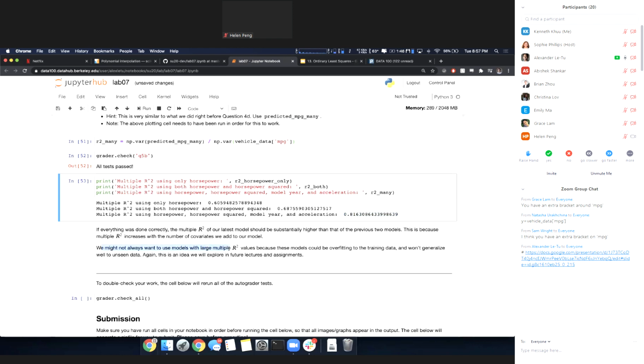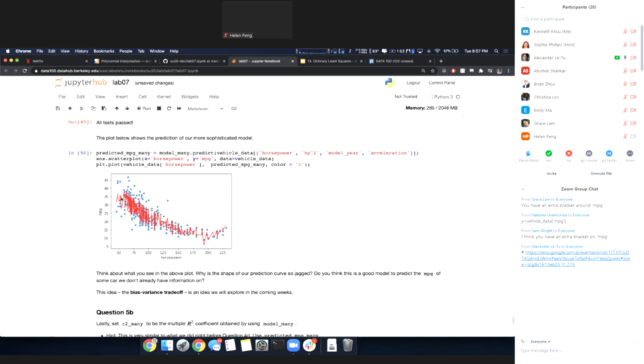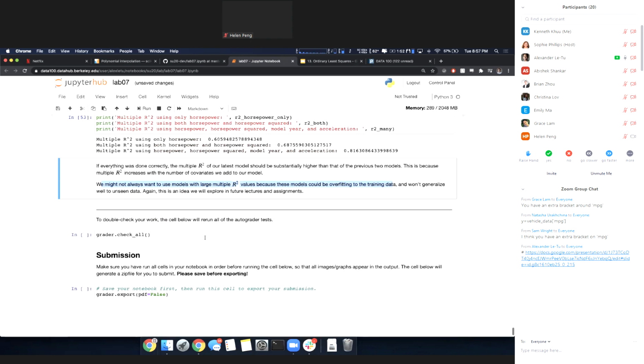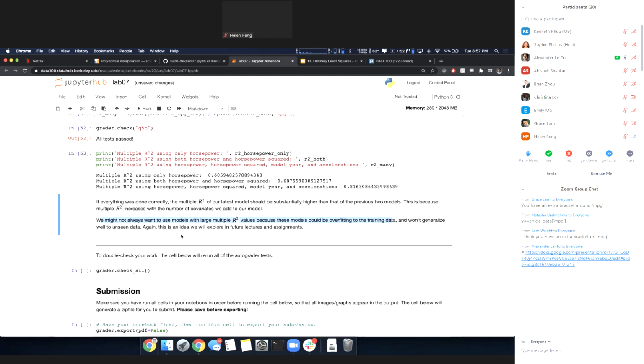So we might not always want to use models with large R squared values because these models could be overfitting to the training data. That's what we're seeing here. We're really overfitting to a lot of these particular values, whereas we might want to settle for something with a lower R squared value for something more generalizable. We'll see that more as we get into more of these machine learning methods. So that's the last question on this lab, and we've got 3 minutes to spare.